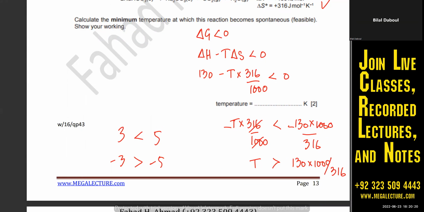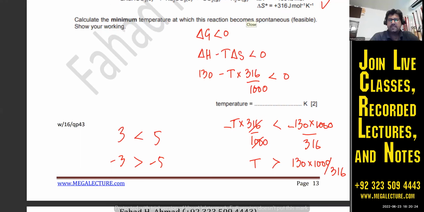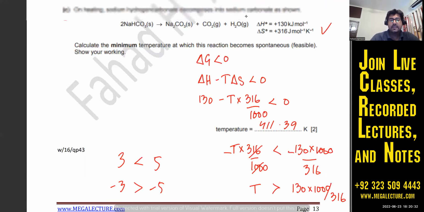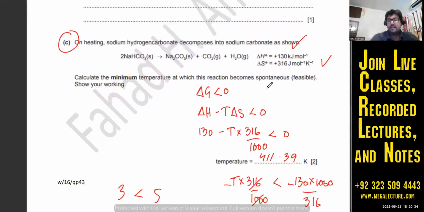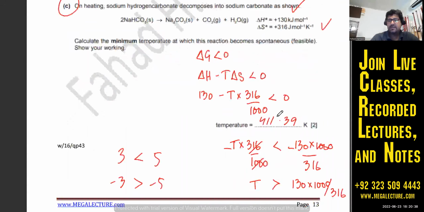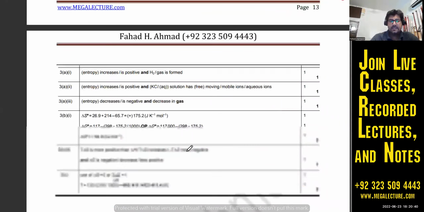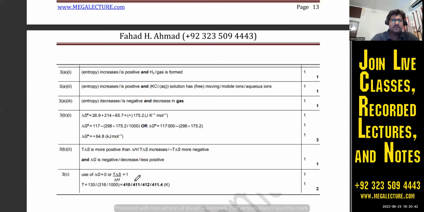Somebody says 411.39. So you can say it's 411.39 to be more precise, but make sure that you write numbers up to the appropriate significant figure. So I guess it's going to be 412. I'll check the mark scheme for this. They've accepted that, but 412 is also given as an answer.